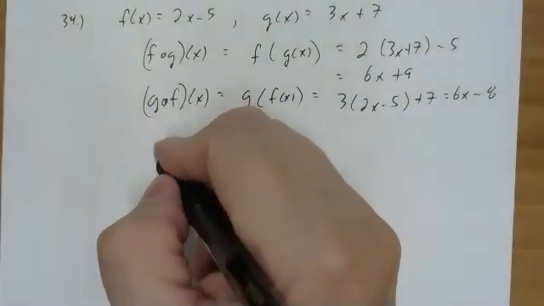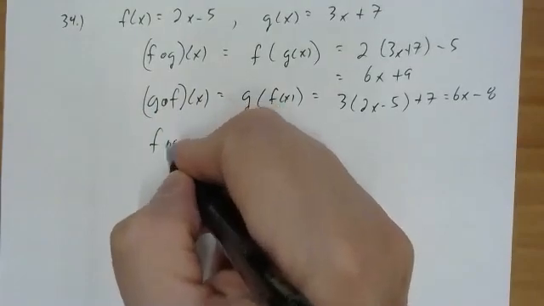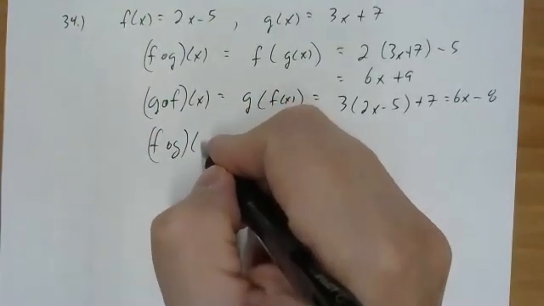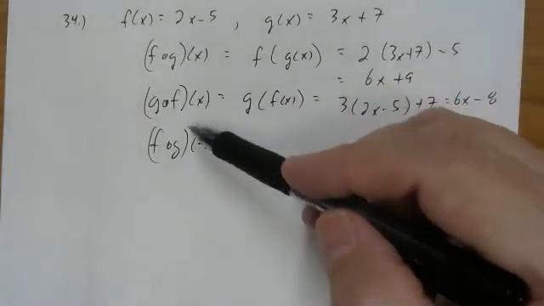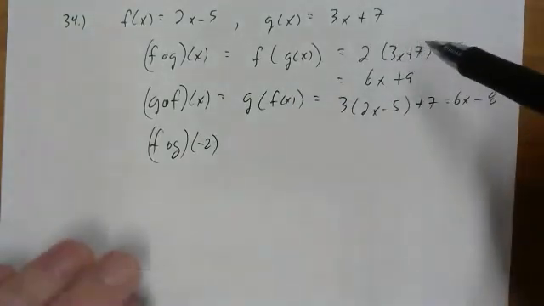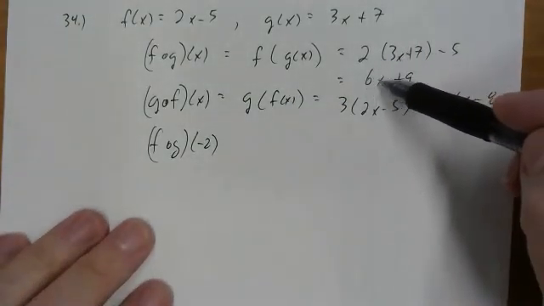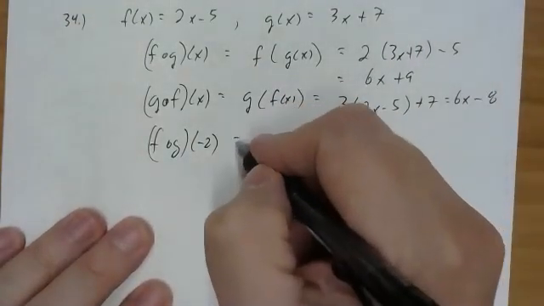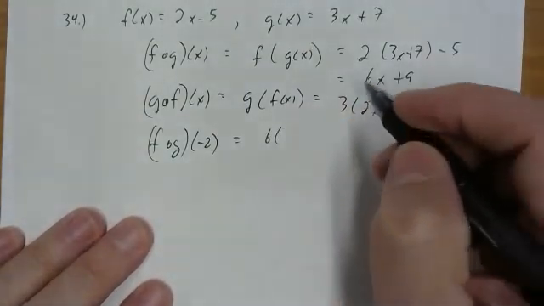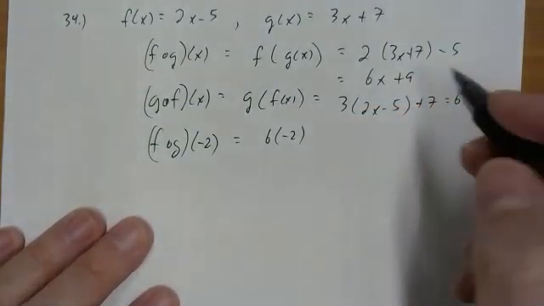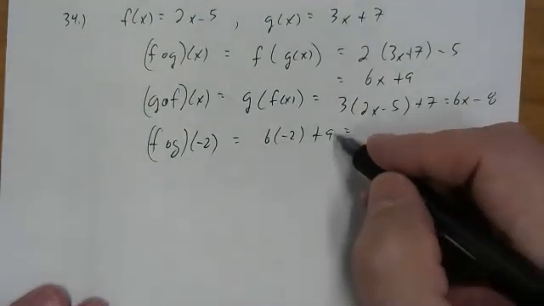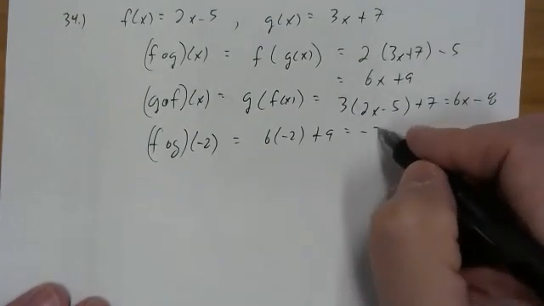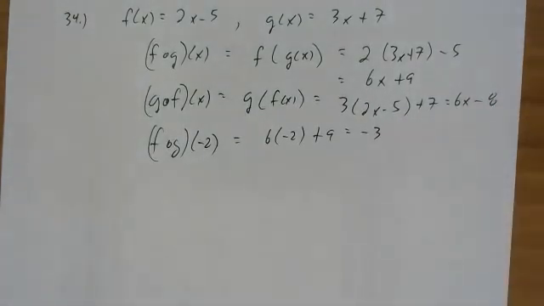Now what's interesting is they go back to f composite g, except instead of x, they actually plug in a value. But since I've already calculated f composite g, I can just plug in negative 2. So it's 6x plus 9, which is negative 12 plus 9, looks like negative 3.